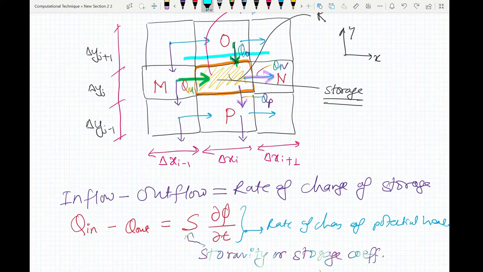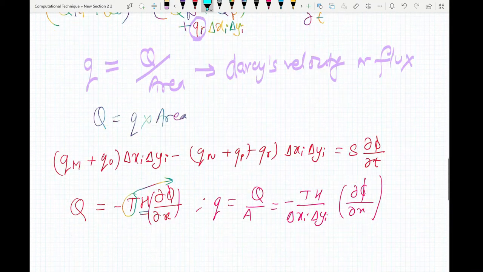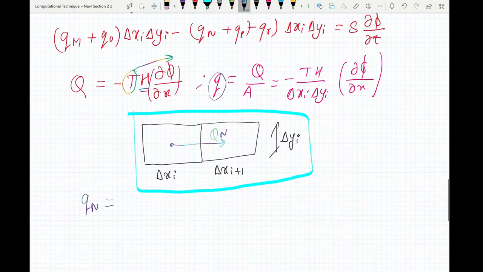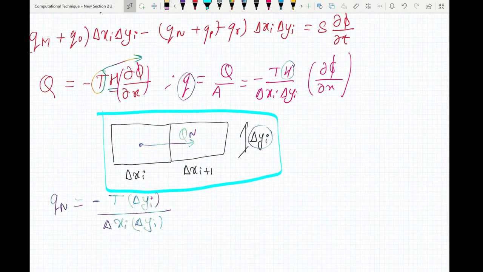Now let's look at this grid here. If you look here, our small qn for this flow will be given by minus T H, where H is the depth of the aquifer. So for this case it is delta yi, so delta yi divided by delta xi delta yi times d phi by dx.